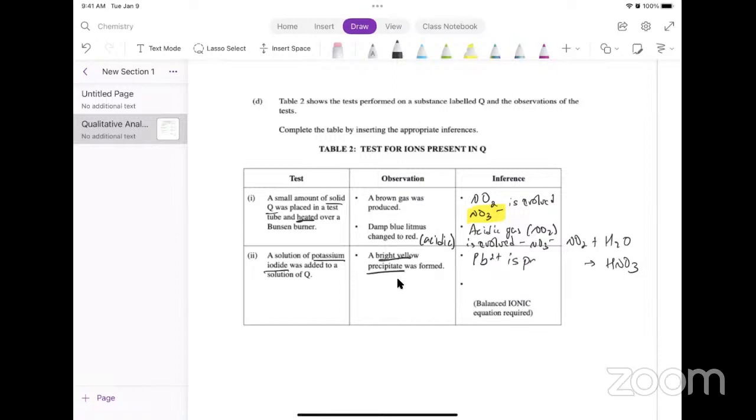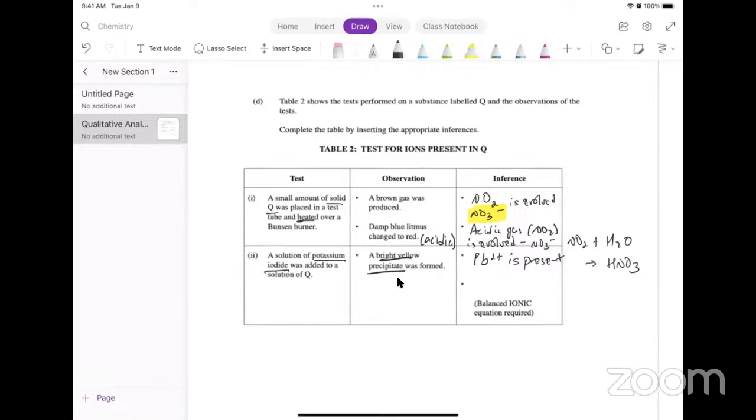So that's what we see. And the reaction we have now is between the potassium iodide, again to form the ion equation they want, to form the lead iodide, the lead(II) iodide.